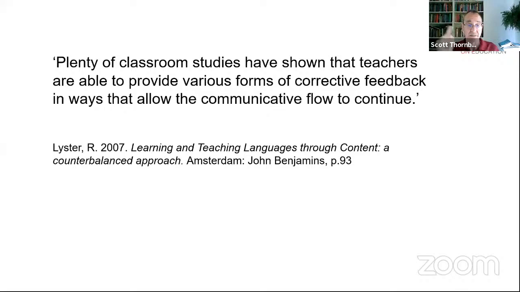But there's plenty of evidence, Roy Lister says here, plenty of classroom studies have shown that teachers are able to provide various forms of corrective feedback in ways that allow the communicative flow to continue. And so we need to work towards incorporating that kind of feedback, because the evidence shows that this kind of feedback during the flow is the feedback that makes most sense to the learners. They can compare what they said with what the teacher just said. Whereas if it's after the event, it's kind of too late. But we have to do it in a way that doesn't break the communication. It's the difference between intervening like the teacher did, who said at home, or interfering or interrupting even, which is the negative form.